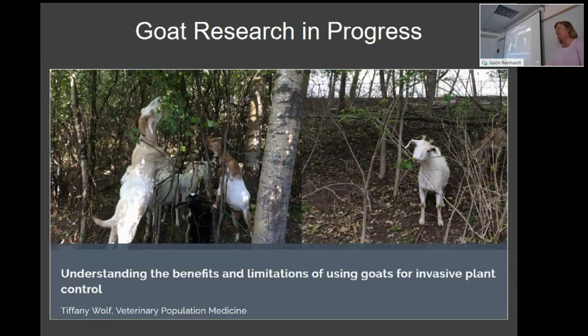Also in progress, really interesting, is this goat project. So there's so much interest in using goats for invasive plant management, but we lack information on how to best use goats and keep goats healthy, and it's complicated. And so hopefully this research will give us more guidance on how to better utilize goats.